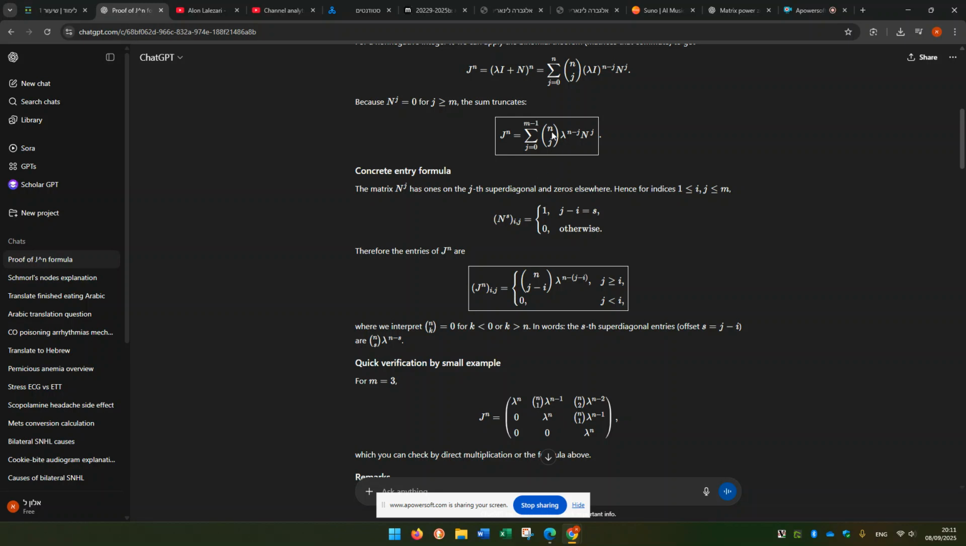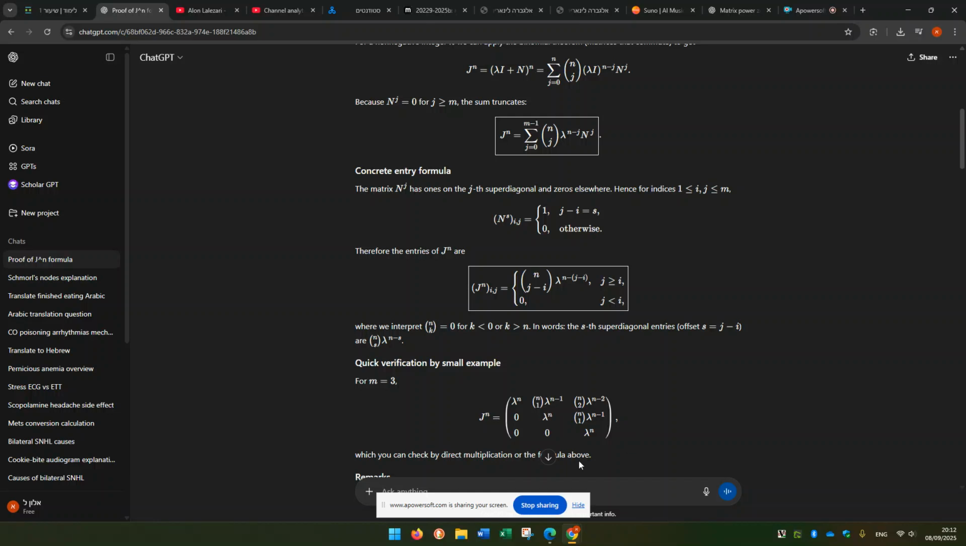Now let's move on. N to the power of 1, j is 1. Lambda to the power of n minus 1, N to the power of 1, and N to the power of 1 is 1's on the first super diagonal. Multiplied by lambda to the power of n minus 1, times n above 1. Let's move on. N above 2 times lambda to the power of n minus 2 times N to the power of 2, and we saw that we need to continue to the next one.